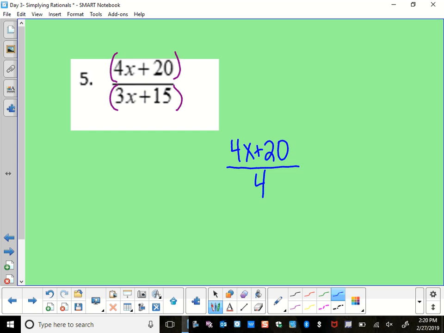And Eric, if you did 2, that will work, but then you have to do the same process over again. So 4, and then if I divide, what's 4x divided by 4? X, and 20 divided by 4? 5. So on top, you should have 4 times x plus 5.